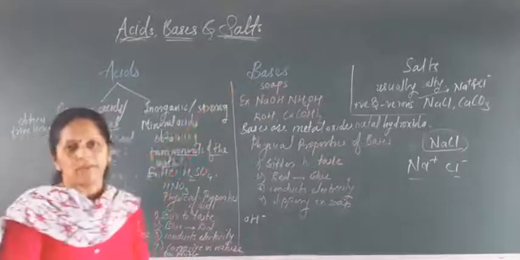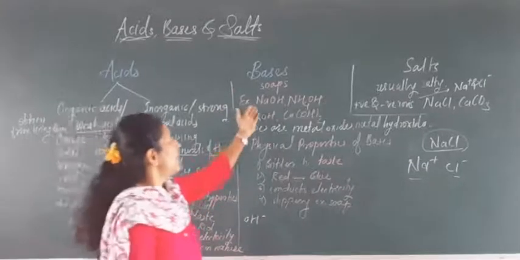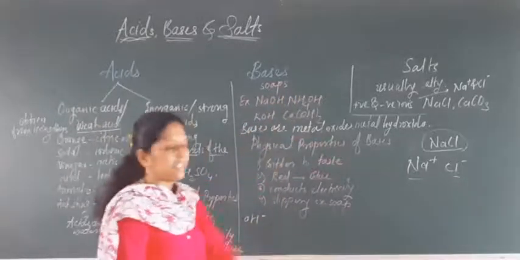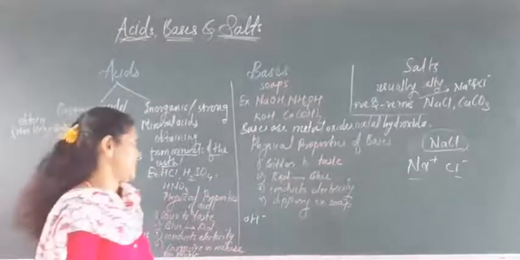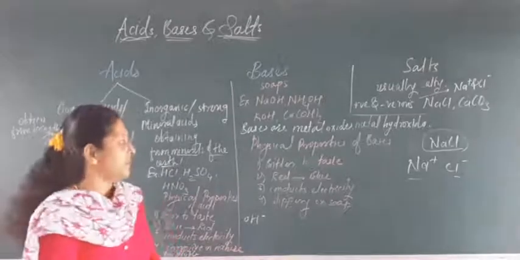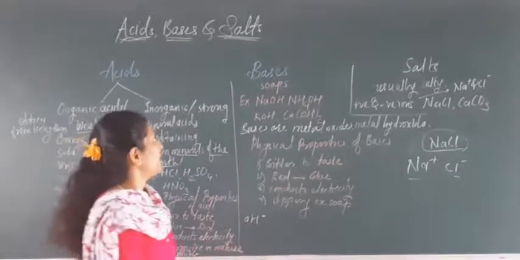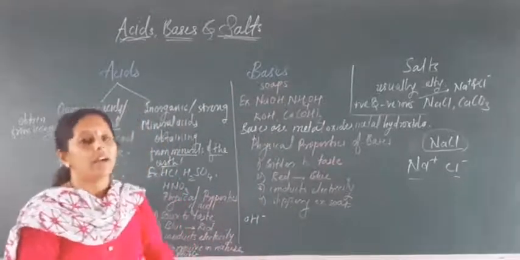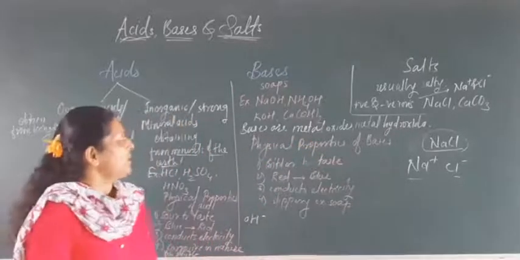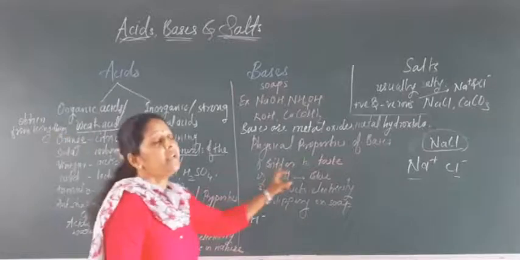Next is about the bases. Bases are things like soaps and baking soda. Sodium hydroxide, ammonium hydroxide, potassium hydroxide and calcium hydroxide are called bases. In bases, usually OH minus, that is hydroxide ions, are present. Not always, but mostly bases have hydroxide ions, like metal oxides and metal hydroxides. Physical properties of bases: they are bitter to taste.